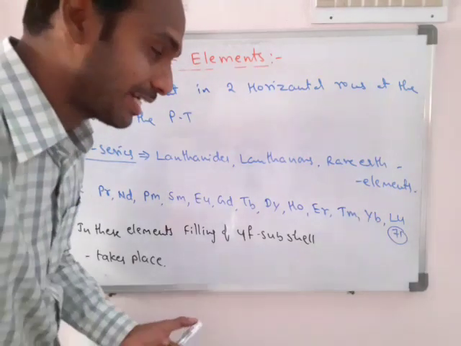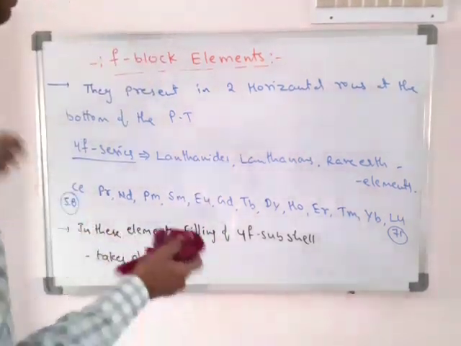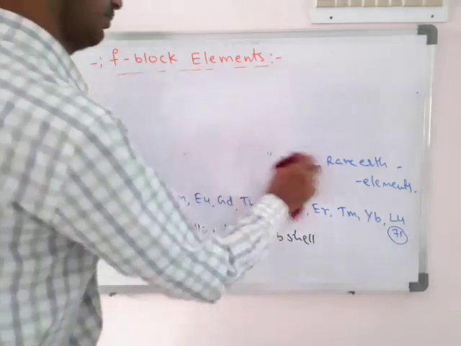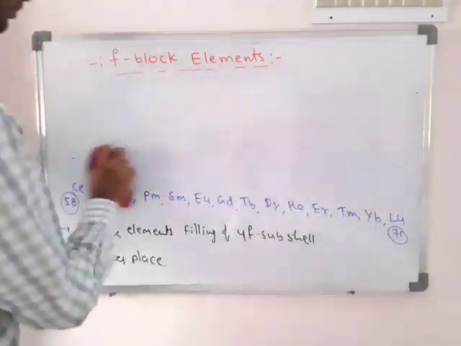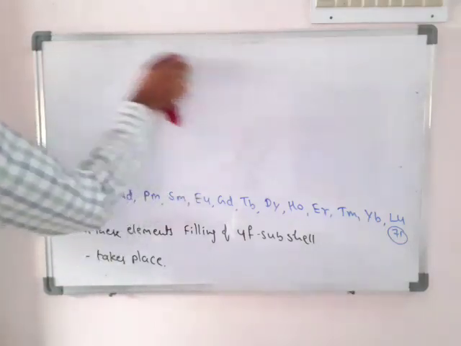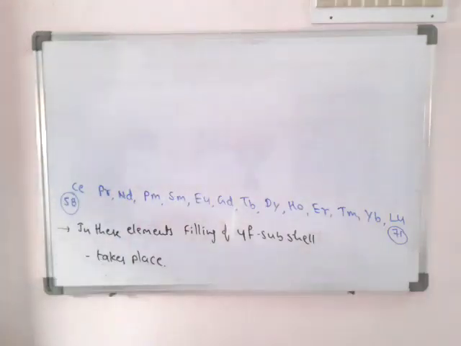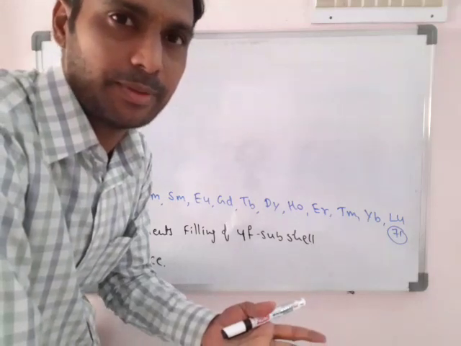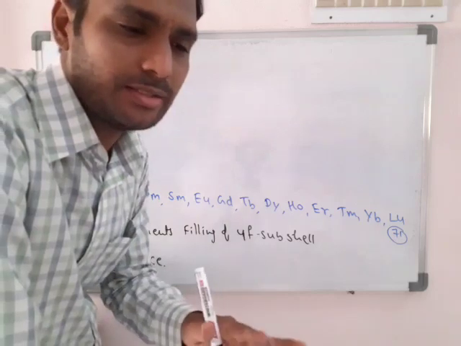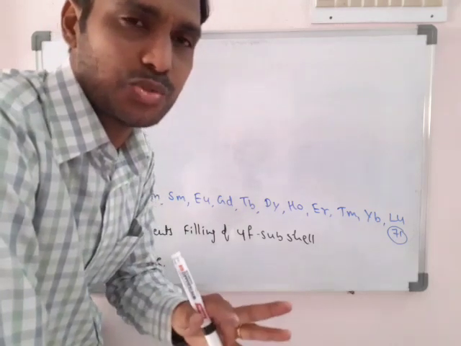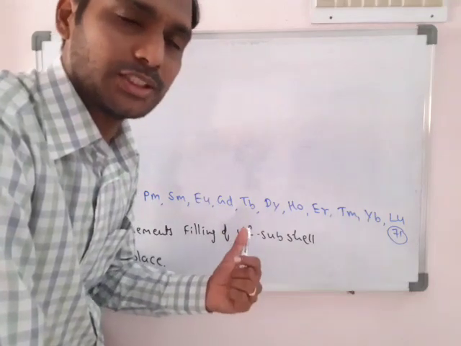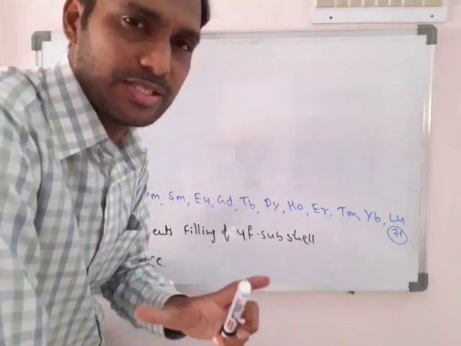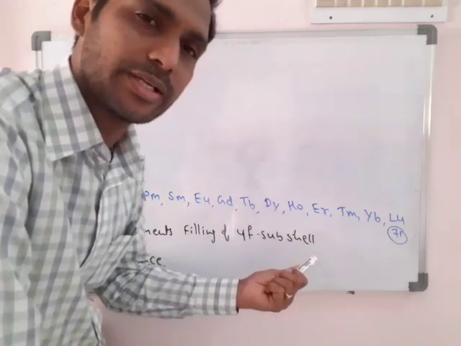Here is one more important point: why they are treated as lanthanides. Very simple reason: they started after lanthanum, so simply they are treated as lanthanides, and their properties and structures are also similar to lanthanum. Lanthanum is 57, and after that the 14 elements are treated as the lanthanides.